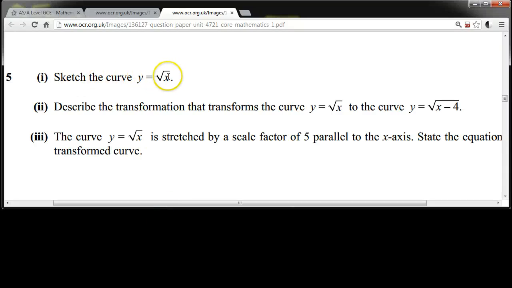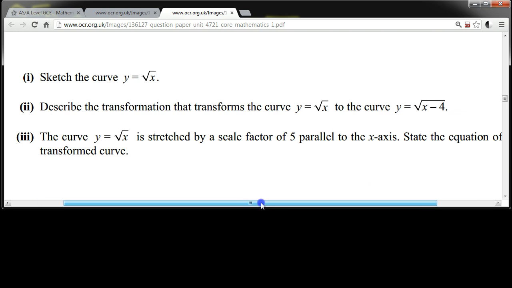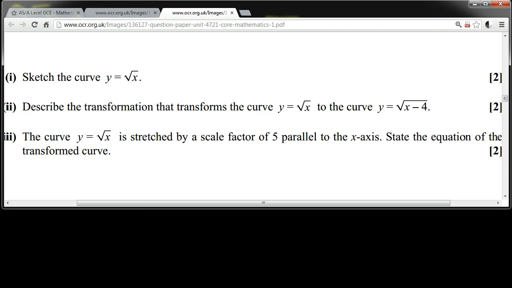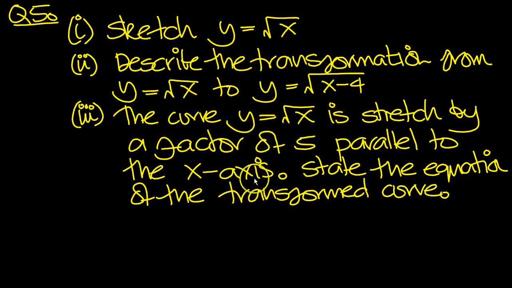Sketch the curve y equals root x. Describe the transformation that transforms the curve y equals root x to the curve y equals root of x minus 4. The curve y equals root x is stretched by a scale factor of 5 parallel to the x-axis. State the equation of the transformed curve. So here's the question in summary then.